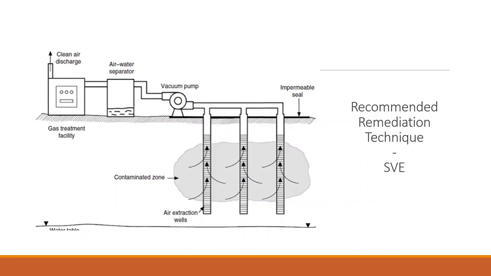I'll be talking about remediation techniques that our team has recommended, as well as providing a recommended site remediation plan. The first remediation technique was soil vapor extraction, also known as SVE. This technique involves the use of vacuum extraction wells to create a negative pressure gradient, which in turn moves the contaminated soil vapor towards these wells. The vapor is then treated and can be either dispersed into the atmosphere or re-injected into the soil.